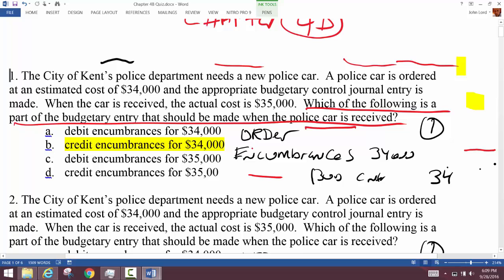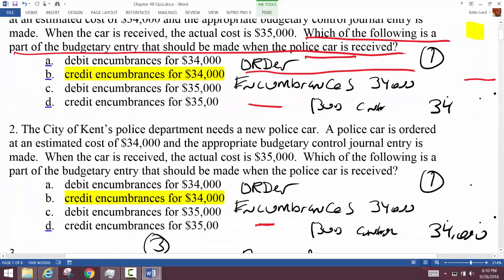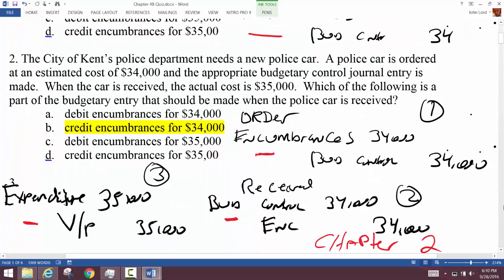Okay, now I first go ahead and show you, even though it wasn't asked, what is the entry to order the car? We debit encumbrance, we credit budgetary control for what we estimate that car is going to cost us, right? Okay. Then to get the answer for this question, you come down, and I wrote it twice here. We debit the encumbrances, we credit budgetary control.